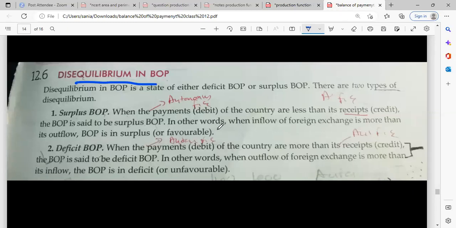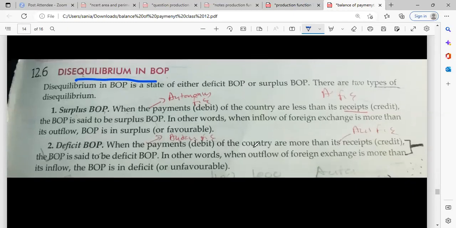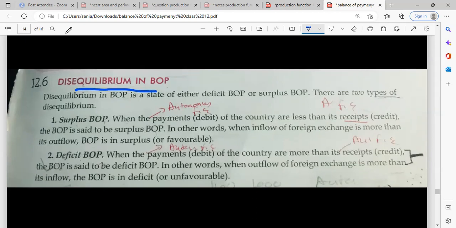It is also known as favorable. Deficit: when the payments of the country are more than its receipts, the BOP is said to be deficit BOP. In other words, when outflow of foreign exchange is more than the inflow, the BOP is deficit, also called unfavorable. Okay, quickly write it down.